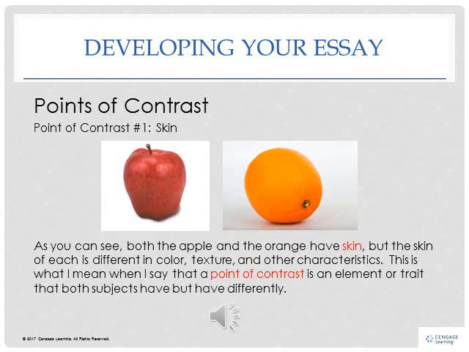Okay, so let's look at one of the first common characteristics between the apple and the orange. This will be our first point of contrast, and that would be skin. They both have skin. They're covered. So you can see that the orange has skin, but the skin is different in other characteristics. That is what I mean when I say that a point of contrast is an element or trait that both subjects have, but have differently.